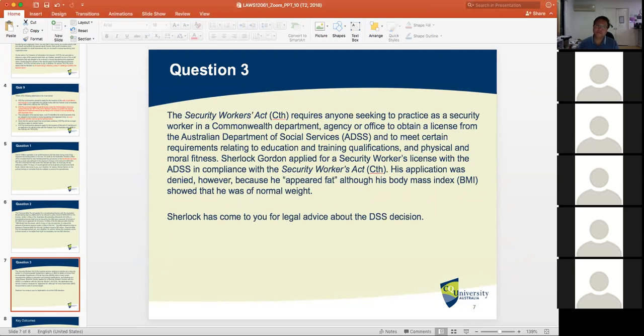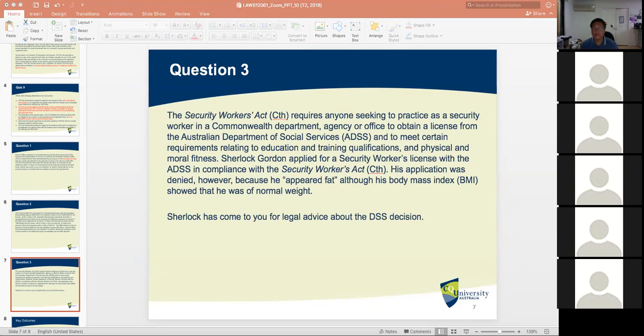The Security Workers Act (Commonwealth) requires anyone seeking to practice as a security worker in a Commonwealth department, agency or office to obtain a licence from the Australian Department of Social Services and to meet certain requirements relating to education and training qualifications and physical and moral fitness. Sherlock Gordon applied for a security workers licence with the ADSS in compliance with the Security Workers Act. His application was denied, however, because he appeared fat, although his body mass index showed that he was of normal weight. Sherlock has come to you for legal advice about the DSS decision.